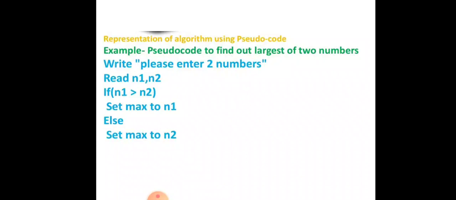If n1 is greater than n2, as we are taking a decision here, so we are writing if else. If n1 is greater than n2, display maximum number is n1, else display n2. So in this way we can write a pseudocode. So pseudocode is not any programming language. They are just a set of instructions.